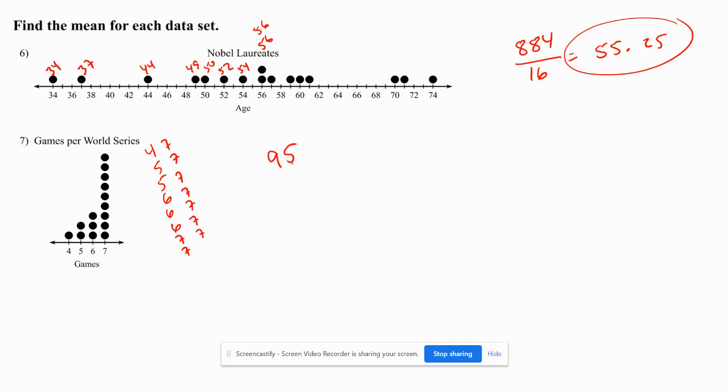Now let me divide this by how many numbers total. I count how many dots there are. There's 15 of them. So let me divide this by 15. According to my calculator, I have 6.333. My third decimal place is too small. When I say too small is 4 or less, it is too small. So my answer is 6.33.